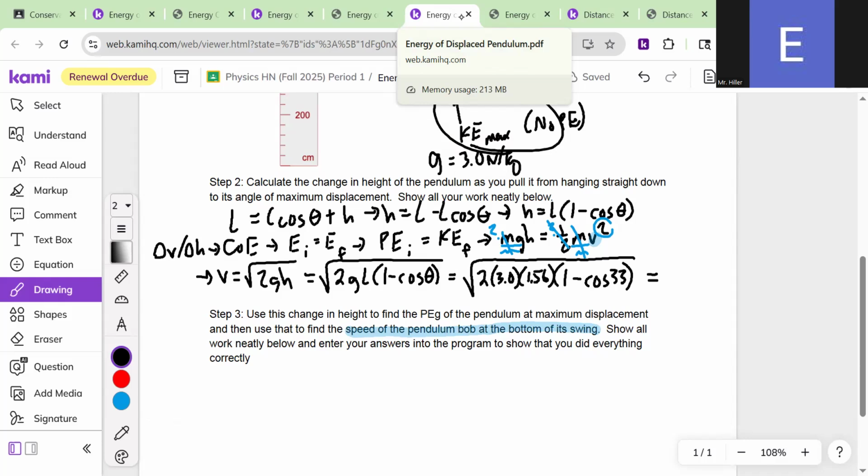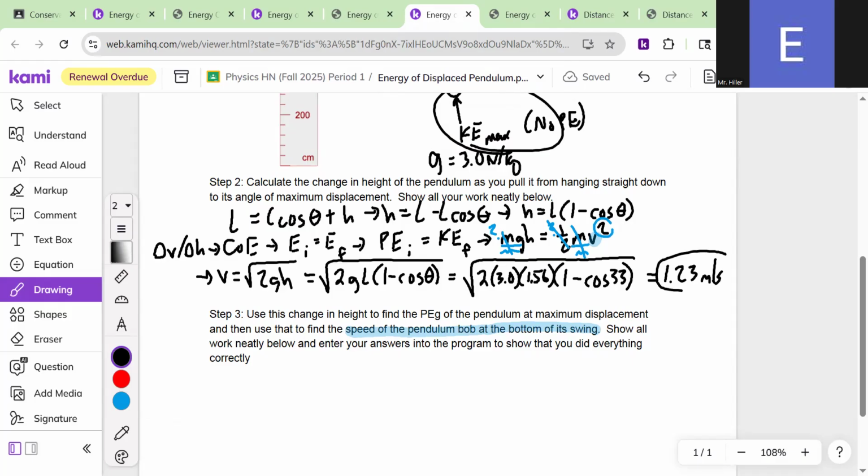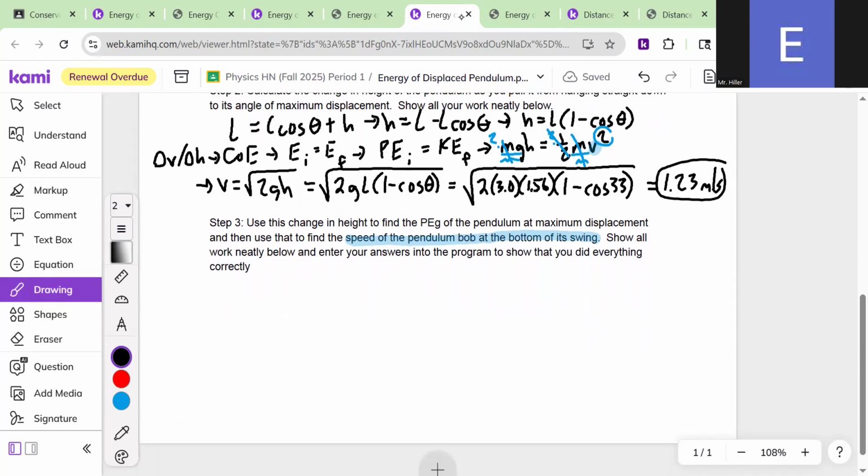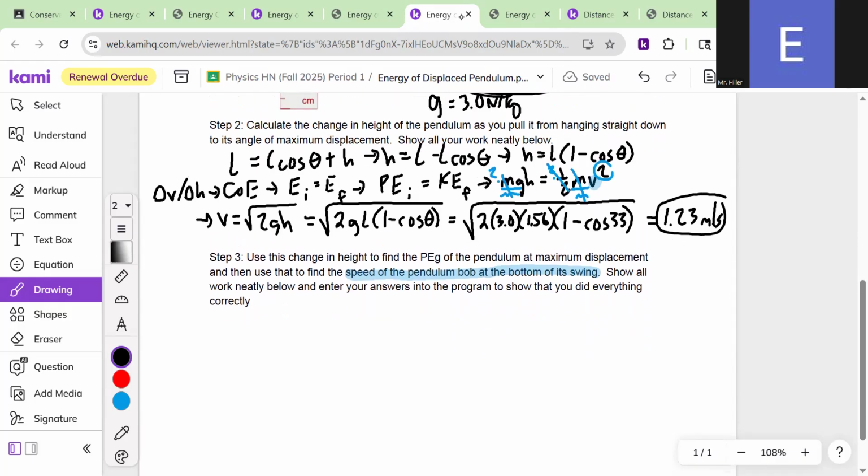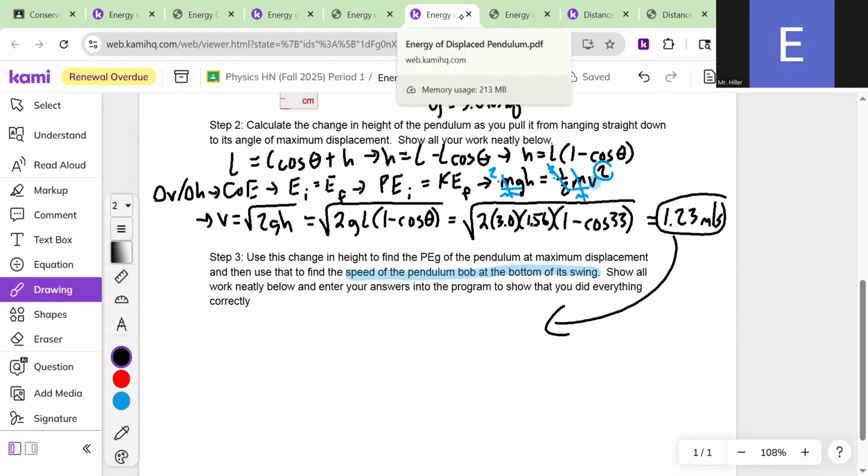And when you're done with that, now I'm getting 1.51. Don't forget to actually square root. Which means I'm getting about 1.23 meters per second for that right there. So I did all of that up here.